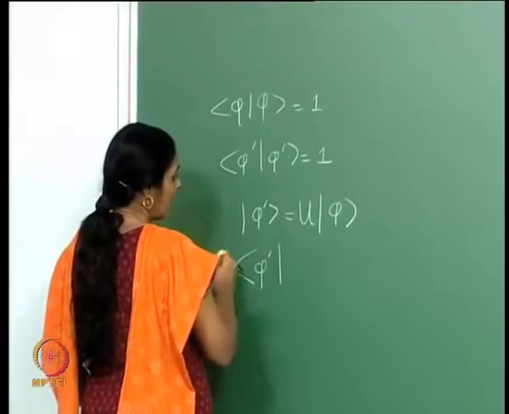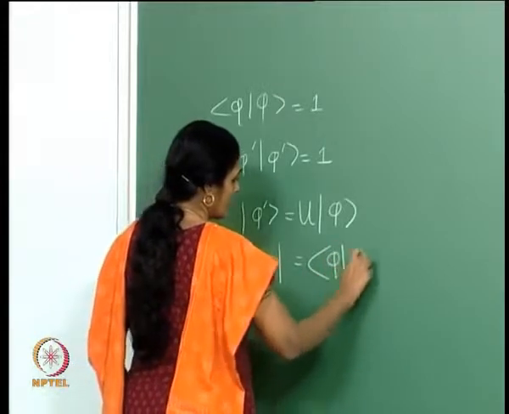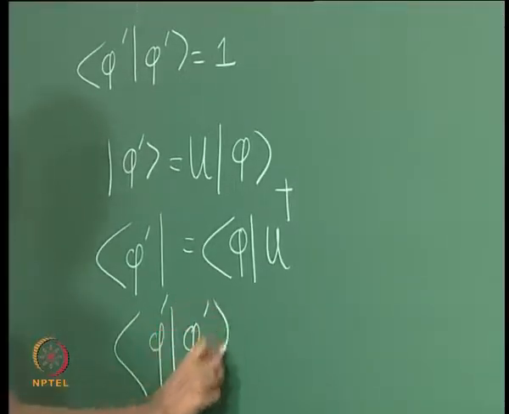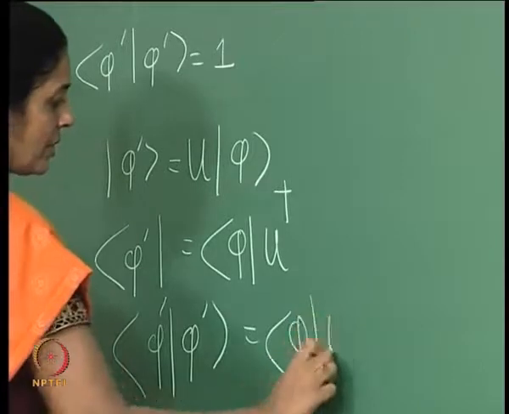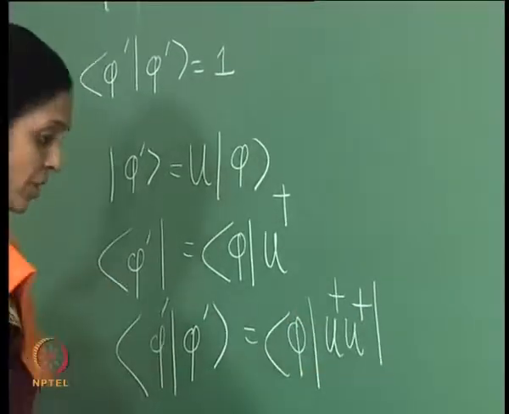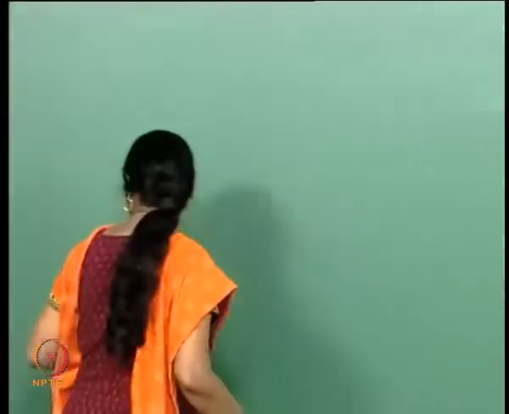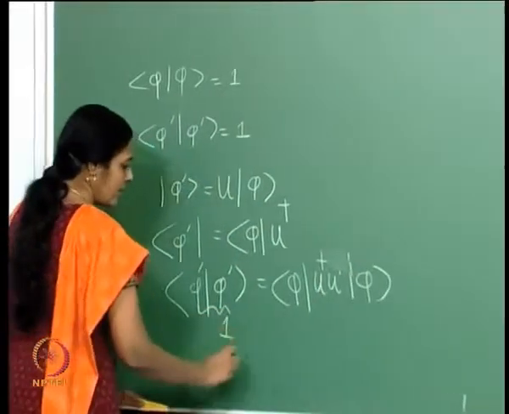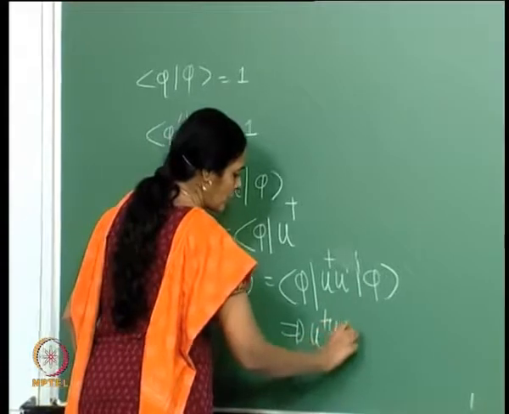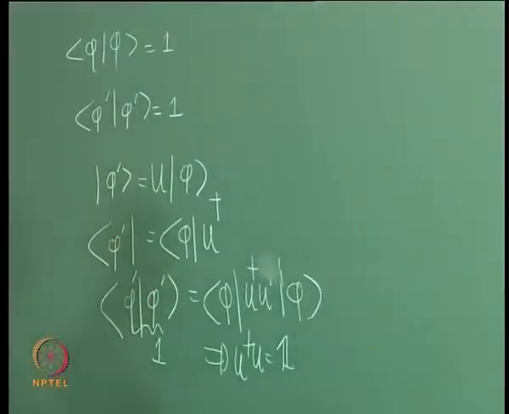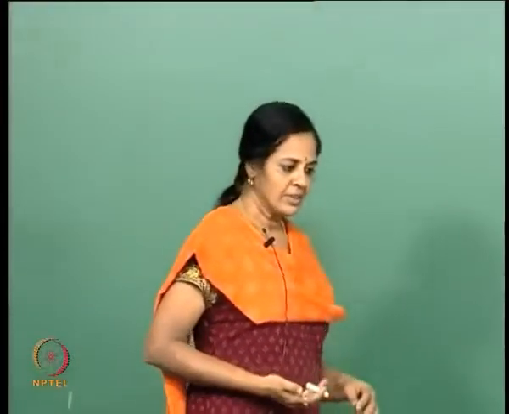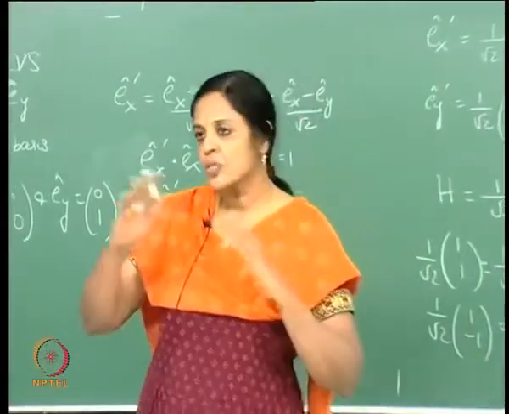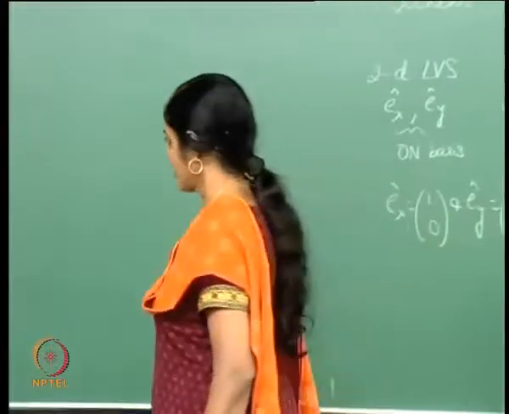So phi prime bra in the Dirac notation is simply phi U dagger. Therefore, phi prime is equal to U phi, sorry, and the fact that this is 1 clearly implies that U dagger U is equal to 1. In other words, it is a unitary operation that has brought about this change of basis, so that the orthonormality property is preserved in both the old and the new basis set.